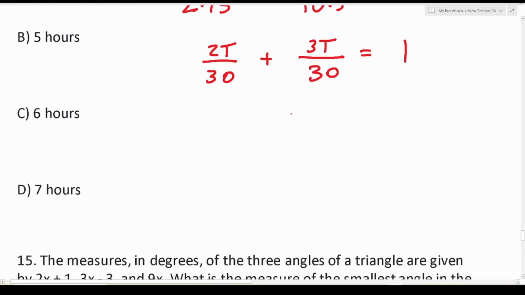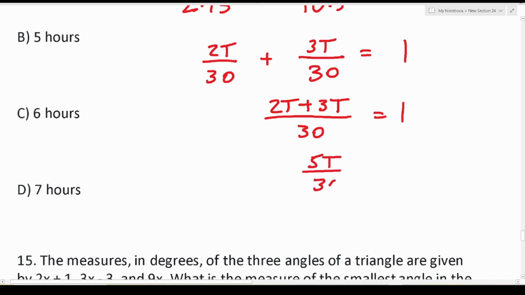All right, let's keep working this out. Now that these fractions have the same denominator, we can just add the numerators, so this becomes 2t plus 3t over 30 equals 1. 2t plus 3t is 5t over 30 equals 1. We're trying to solve for t, so we want to get rid of this 30. Let's multiply both sides by 30.